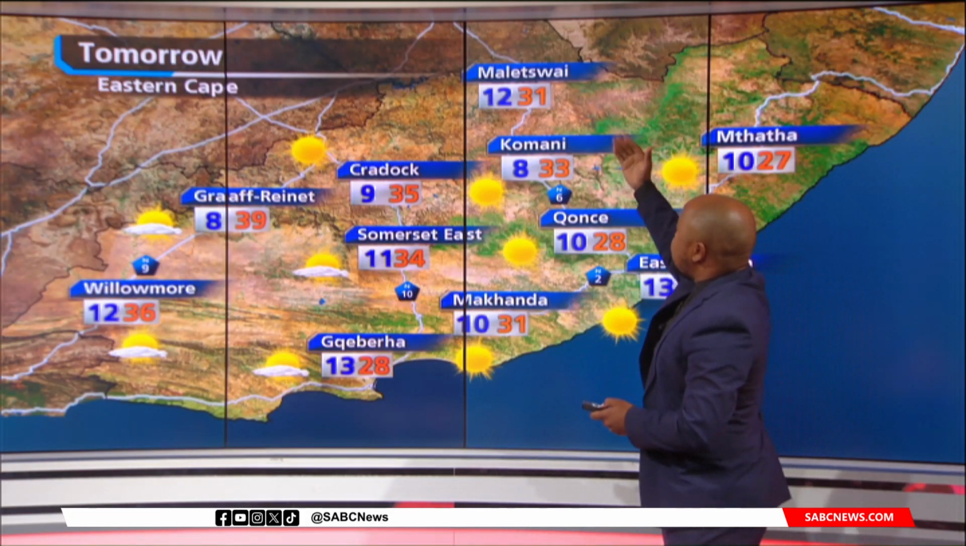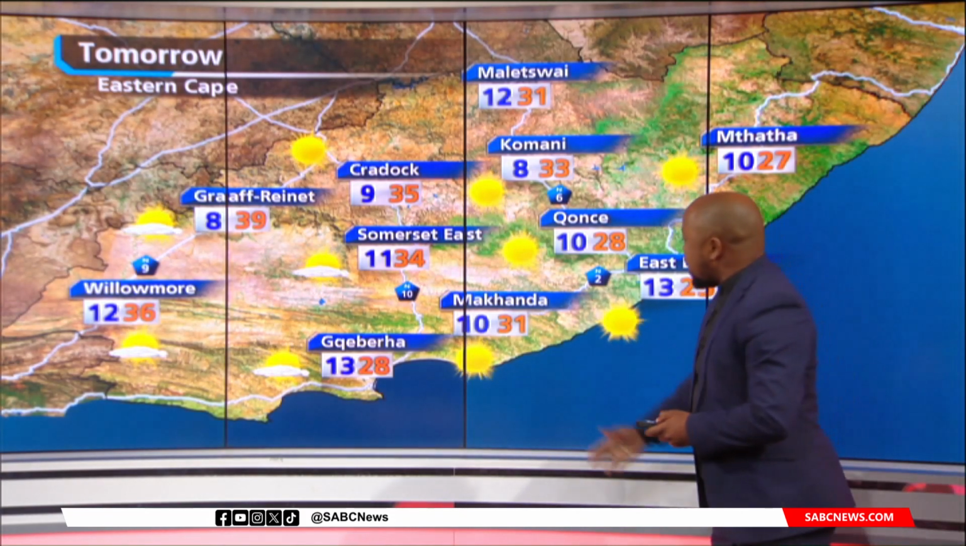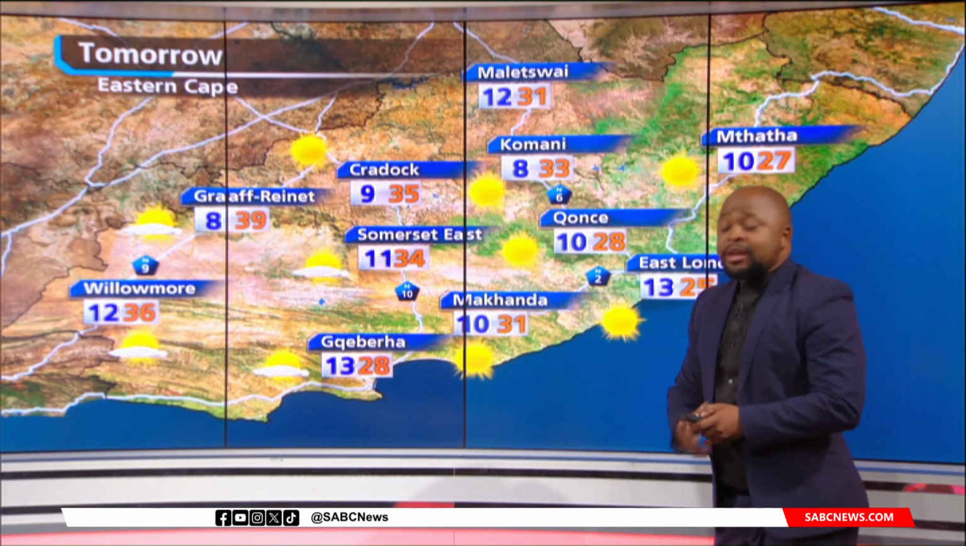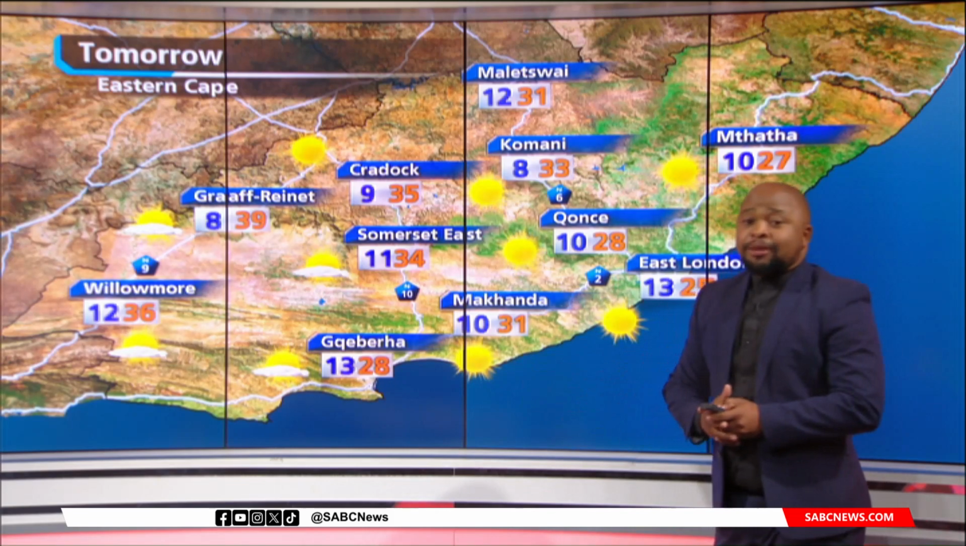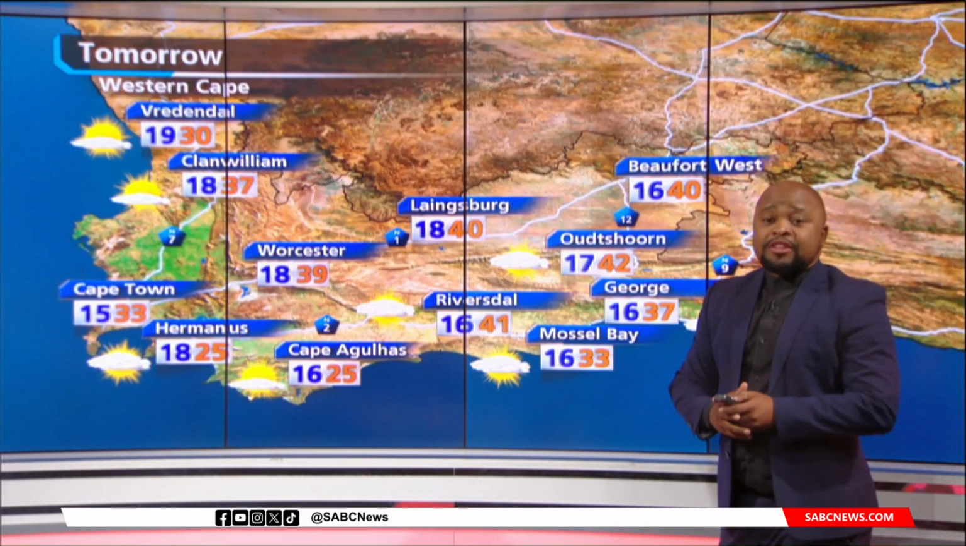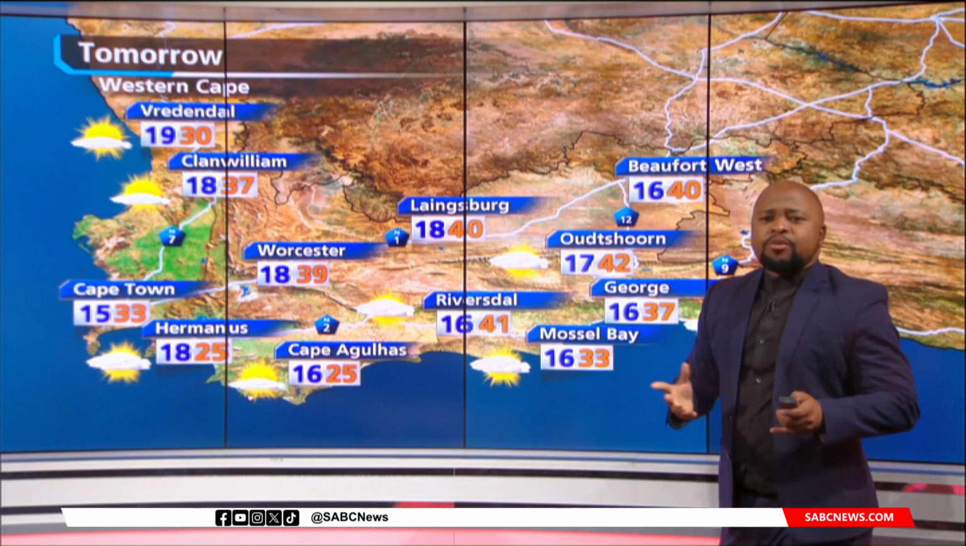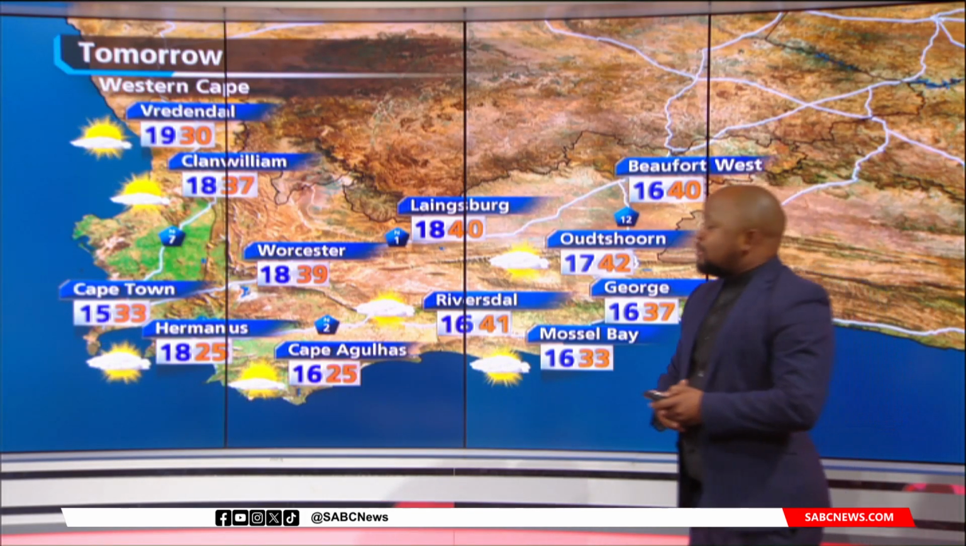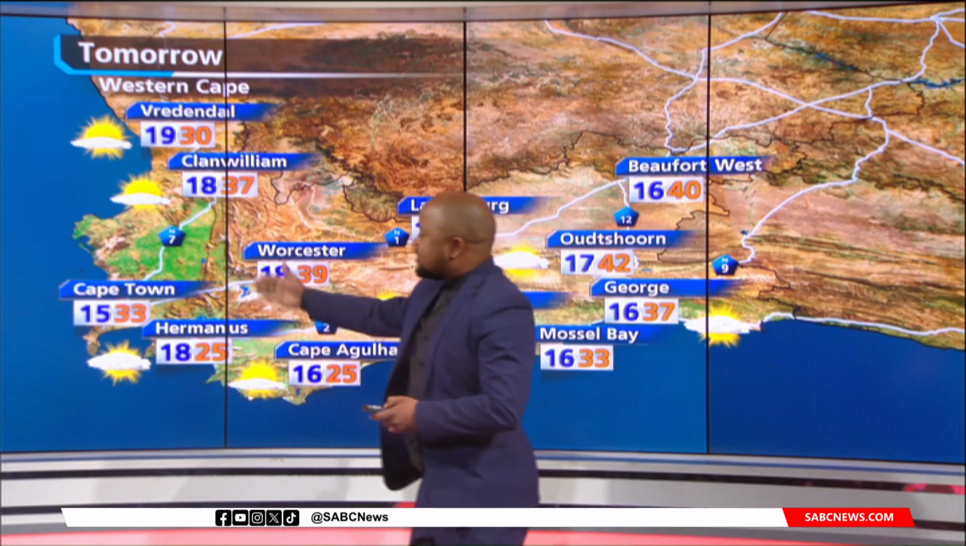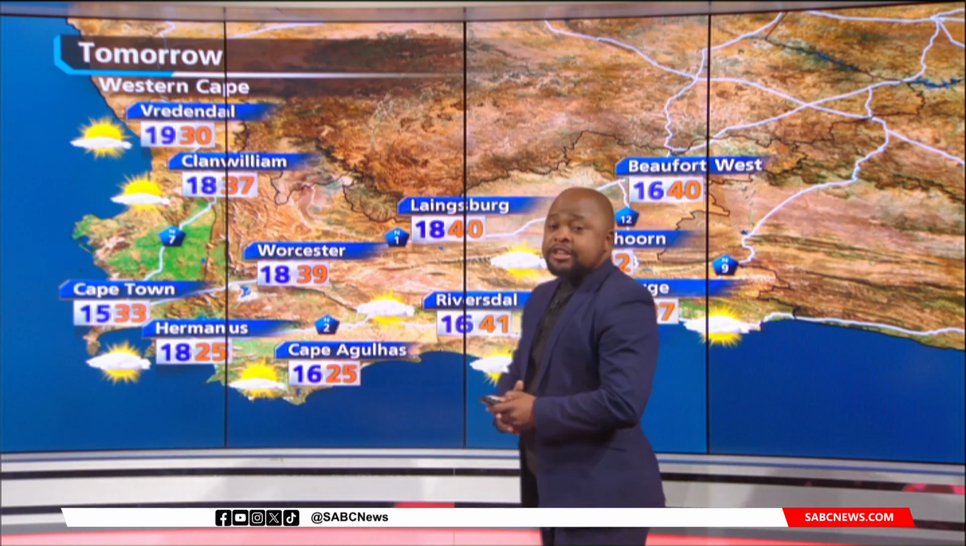A temperature of 31 degrees over Jamestown in the northern interior. Makhanda will peak at 31 degrees as well, and a maximum of 28 degrees over Gqeberha in the south coast of this province. And in the Western Cape, scorching temperatures throughout the central Karoo of this province, and hence the warning we have here for runaway fires. And pleasant conditions can be expected in the mother city with a maximum of 33 degrees in the afternoon.